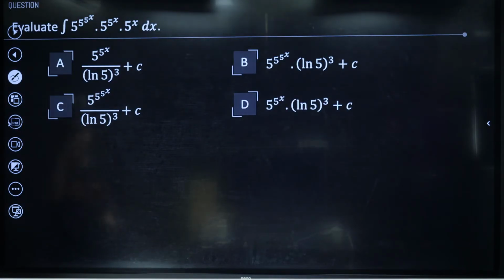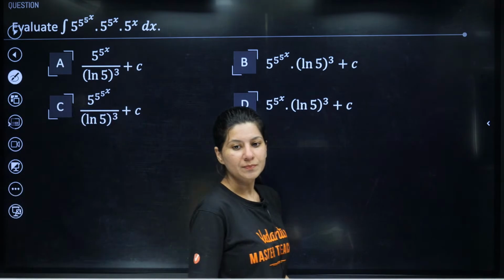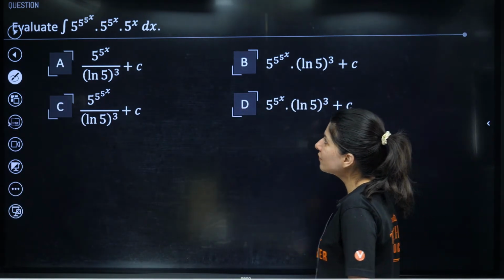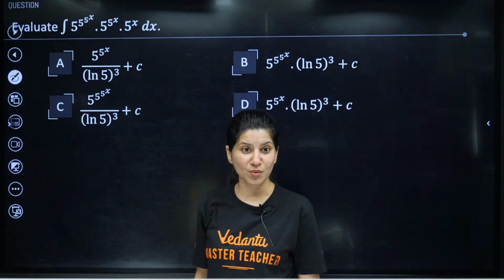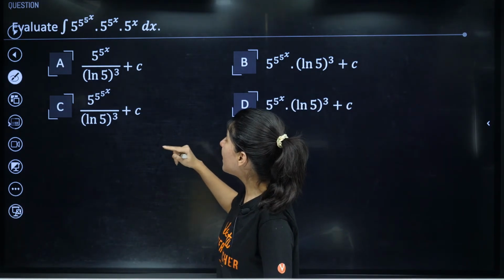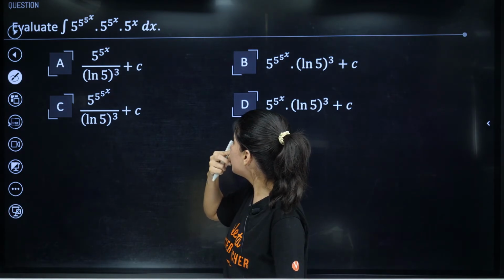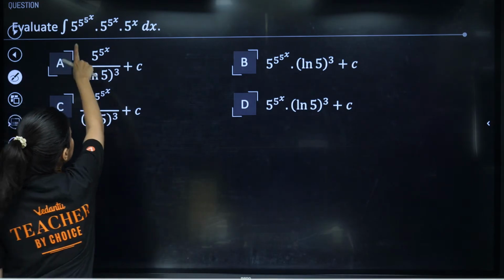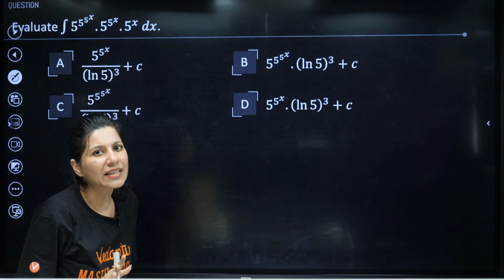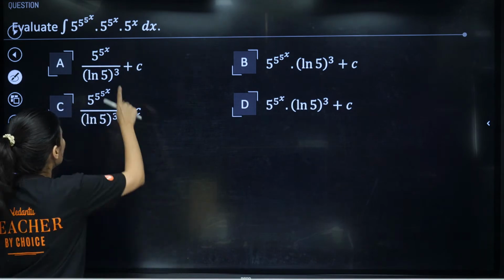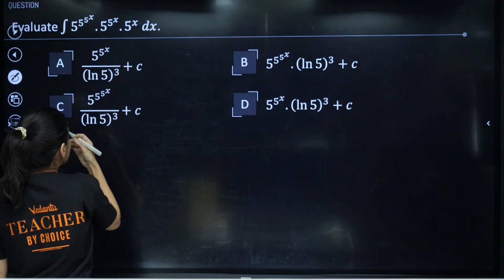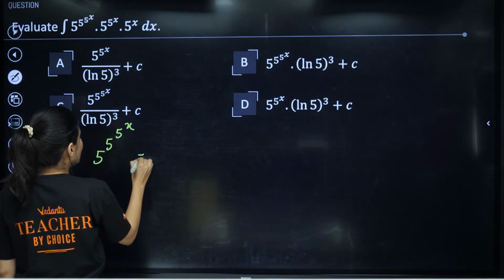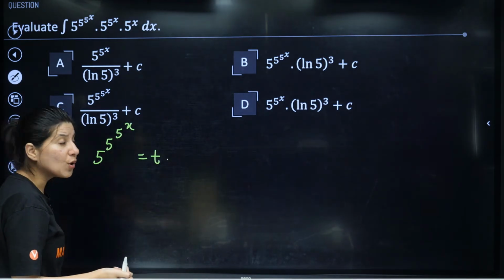Now next problem. I'll give you some time. Tell me how it is done. 5 raised to power 5 raised to power 5 raised to power x, multiply 5 raised to power 5 raised to power x, multiply 5 raised to power x dx. Now what to put as t? This or this? You can start with any. If you put this 5 raised to power 5 raised to power 5 raised to power x as t, then what will happen?